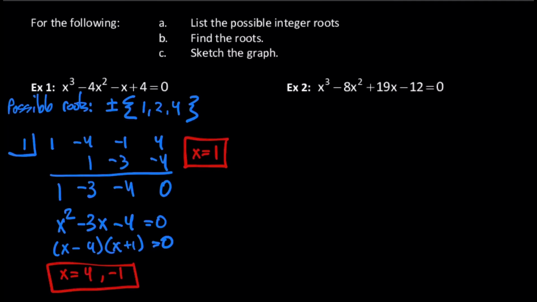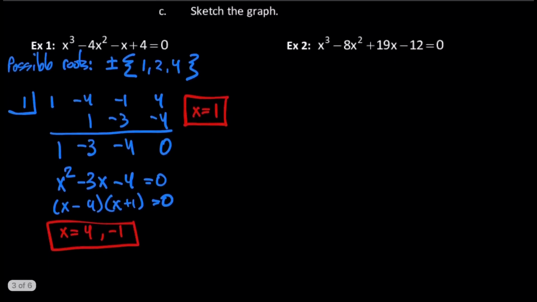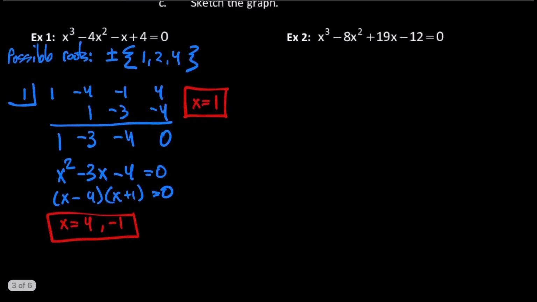Find the roots, and then it says sketch the graph. All right, I don't have a ton of room to do this, but here's how we're going to sketch the graph. My roots are 1, -1, and 4. So -1, 1, and 4.